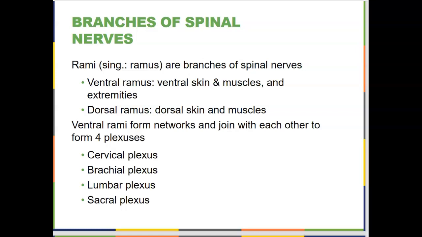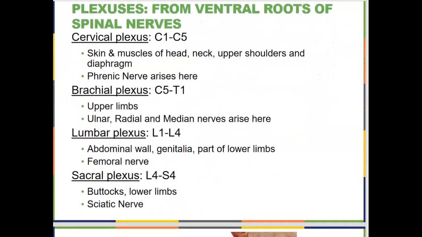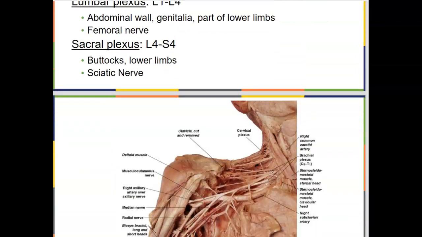The rami have four networks or plexuses, and we just talked about them: the cervical, the brachial, the lumbar, and the sacral. Cervical plexus is C1 through C5, brachial plexus C5 through T1, lumbar plexus L1 through L4, and sacral plexus L4 through S4. And this will help you on your lab assignment this week, which is identifying the function of the plexuses.